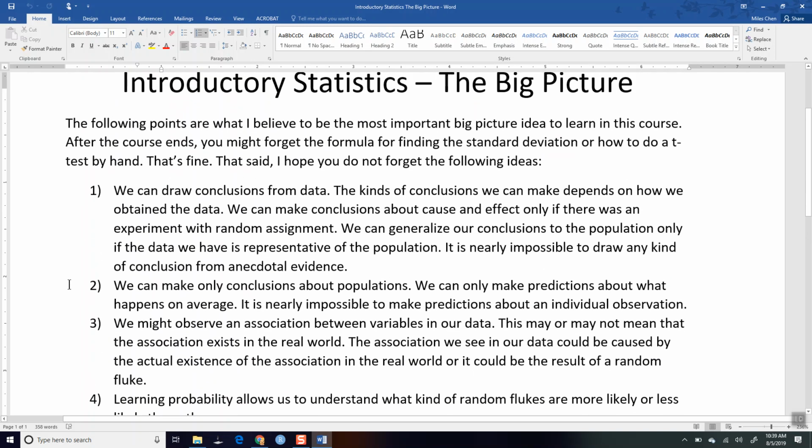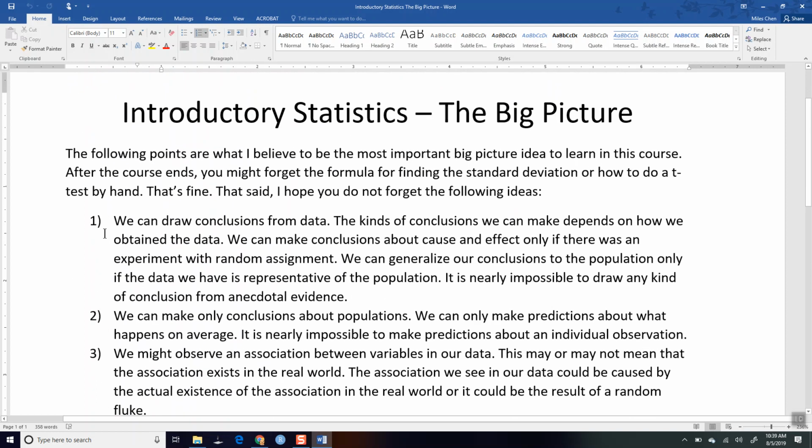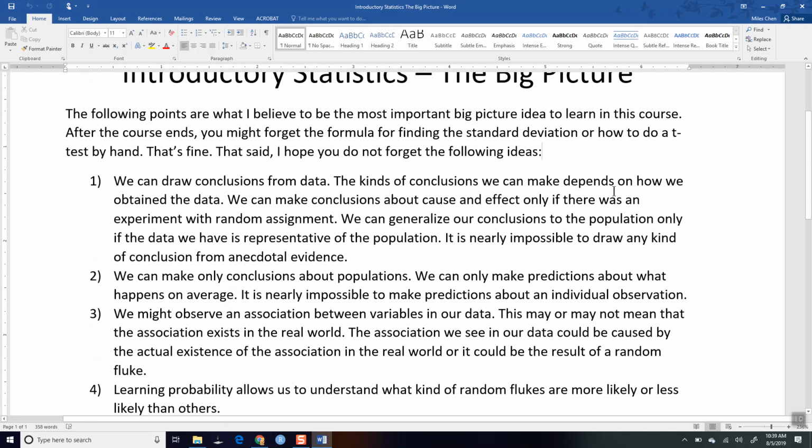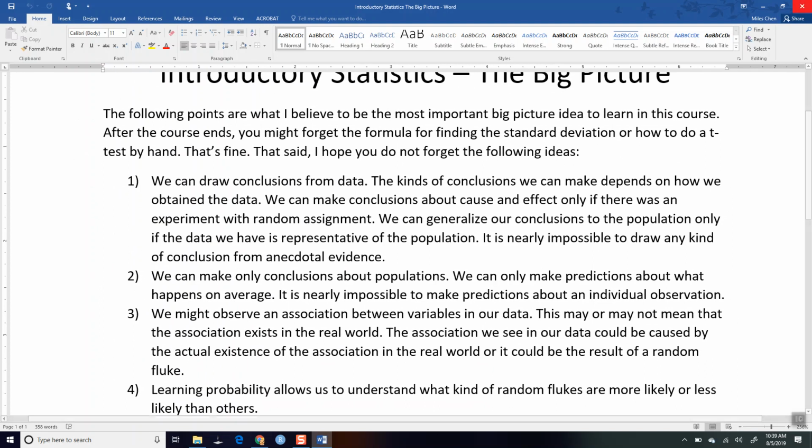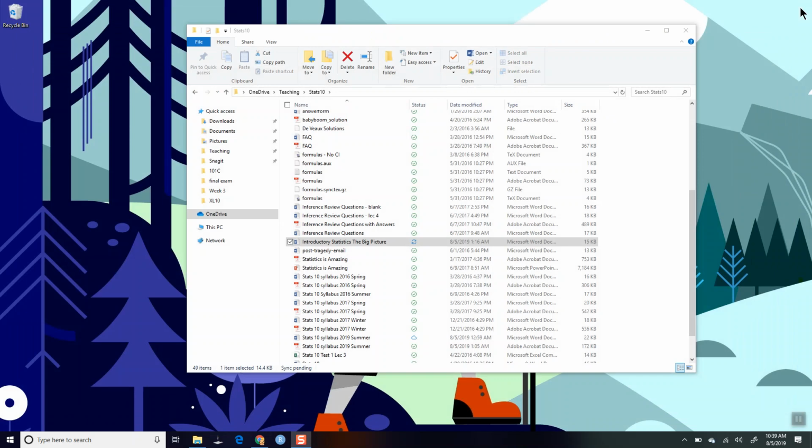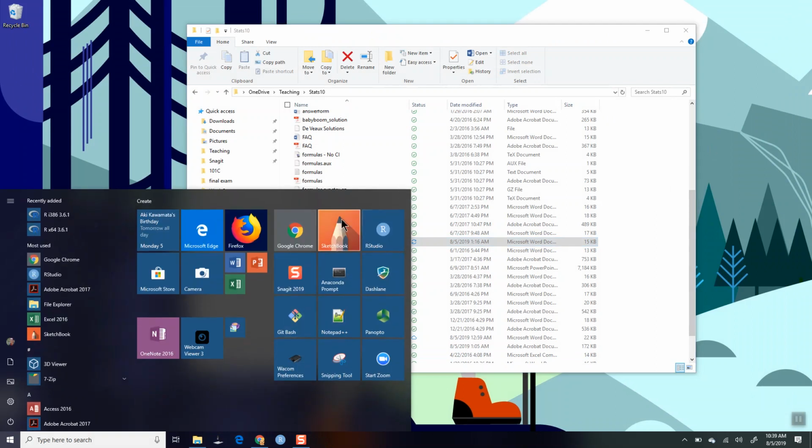So I'm going to refer back to this. I'll post this up now, and this is what I want you to learn and remember 10 years down the road, okay? When people ask you about statistics, I hope you'll remember at least these major points. Okay, so let's start writing stuff.